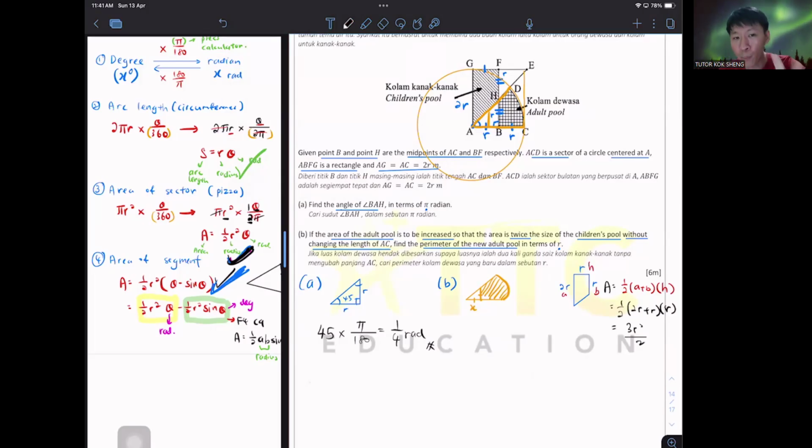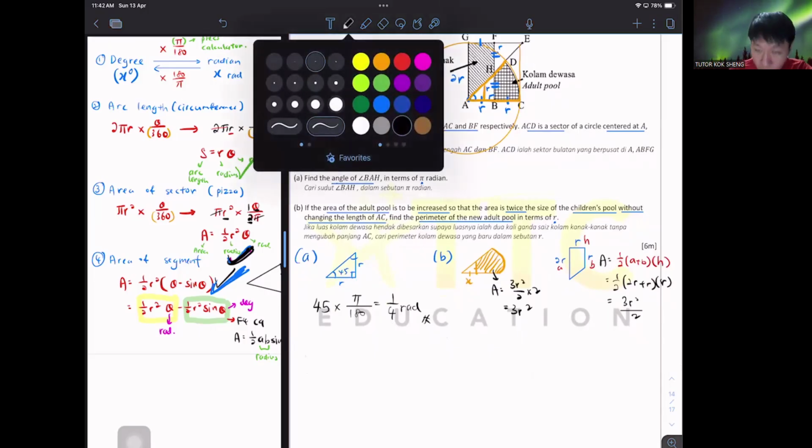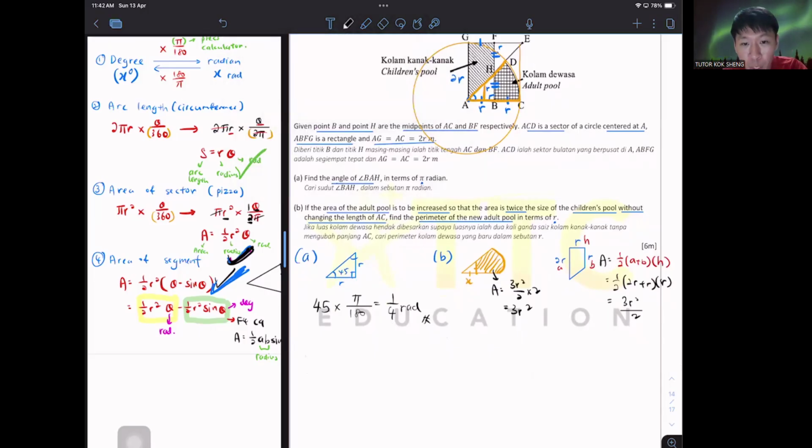And now the adult pool increases so that it will become twice the size of the children pool. So here will be twice. This part here will be 3R squared over 2 times 2, which is 3R squared. So by using the 3R squared, now we can find the x already.